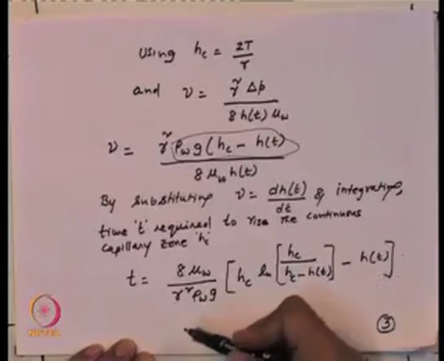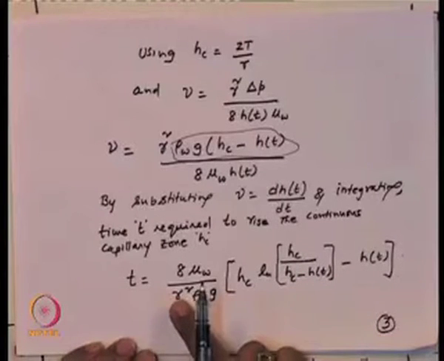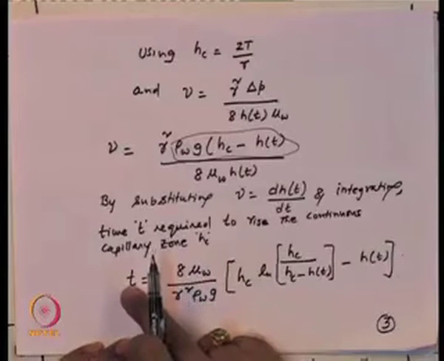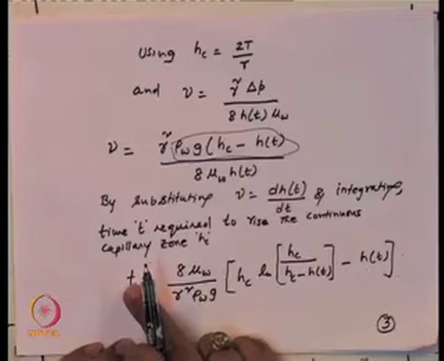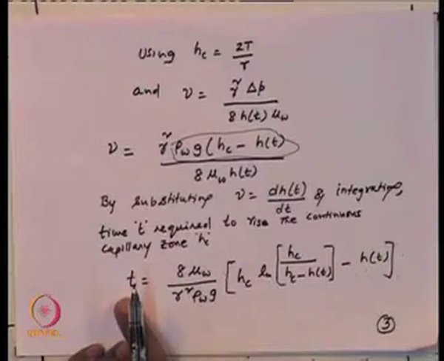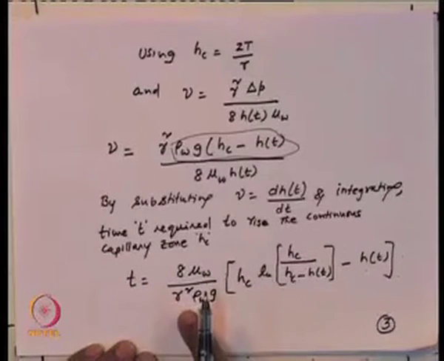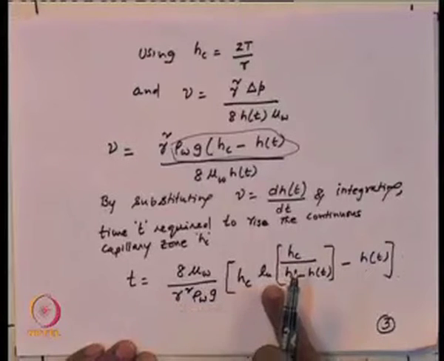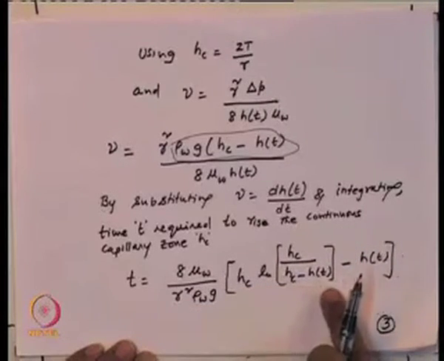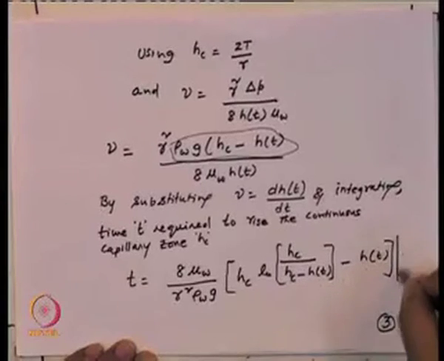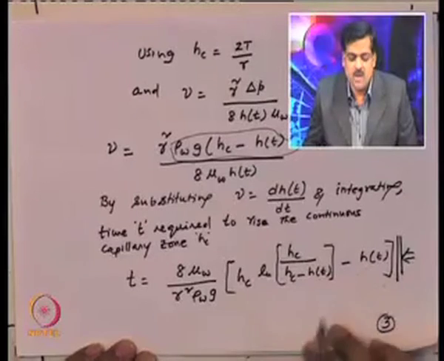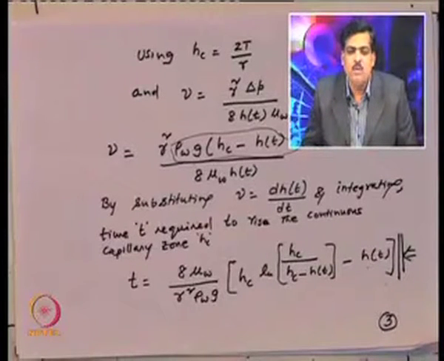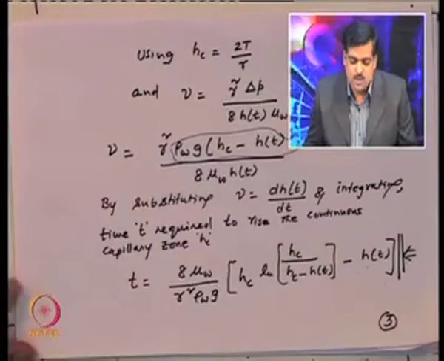Here also you can see, the smaller the pore size, the larger the time it takes for the capillary rise; the rate of rise will be smaller. So t is 8 mu W by R square rho W G into Hc into natural logarithm of Hc by Hc minus Ht, minus Ht. Here we have the expression for the rate of rise of water due to capillarity. Further, Terzaghi has given an expression by assuming that Darcy's law is valid for the phenomenon of capillarity.